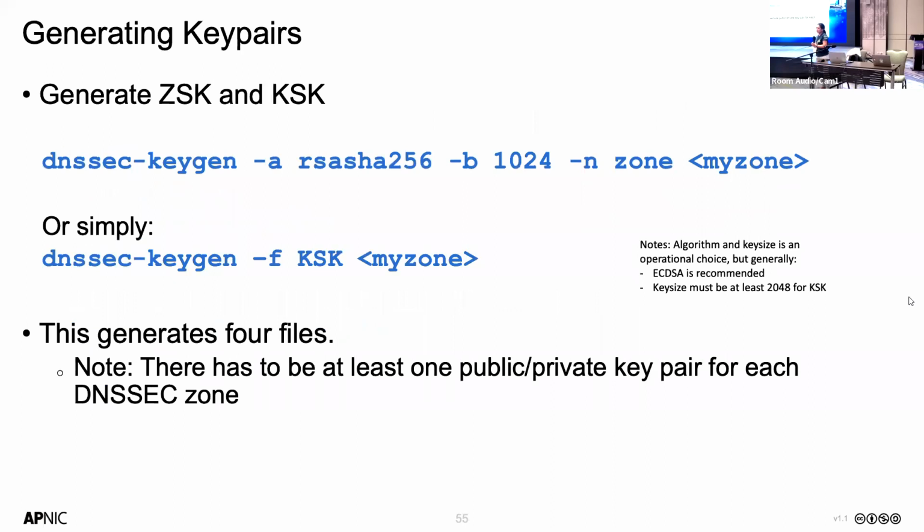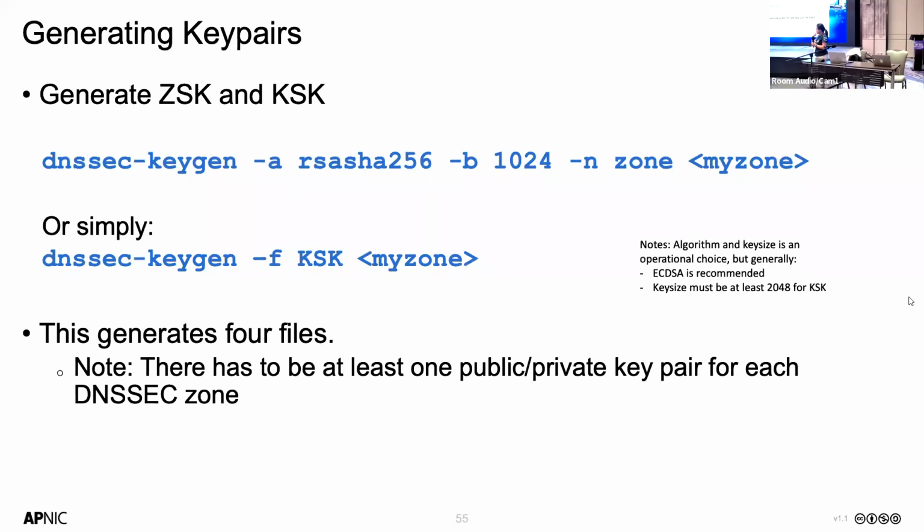The next part is generating your keys. We've talked about two sets of keys, right? ZSK and KSK, zone signing key and key signing key. The zone signing key is used to sign your records, and the key signing key is used to sign the zone signing key. So in this case, we're actually going to generate both of them: generate your ZSK and generate your KSK. Again, this command is quite specific to BIND.